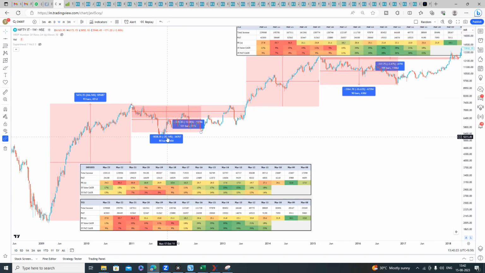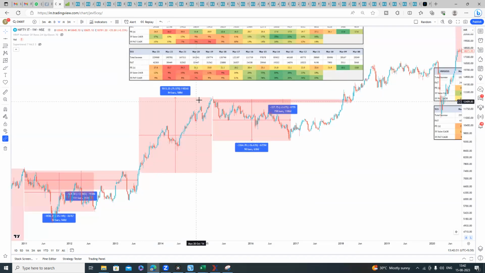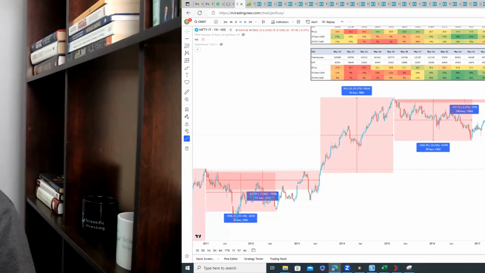So note, after the big 2009 to 2011 move, you had a good 2.5 years of time correction. Again, the IT index moved by a good 75% from here. And if somebody timed the bottom, from 5,500 to literally 12,500, that is more than 2x. And then again, it went.